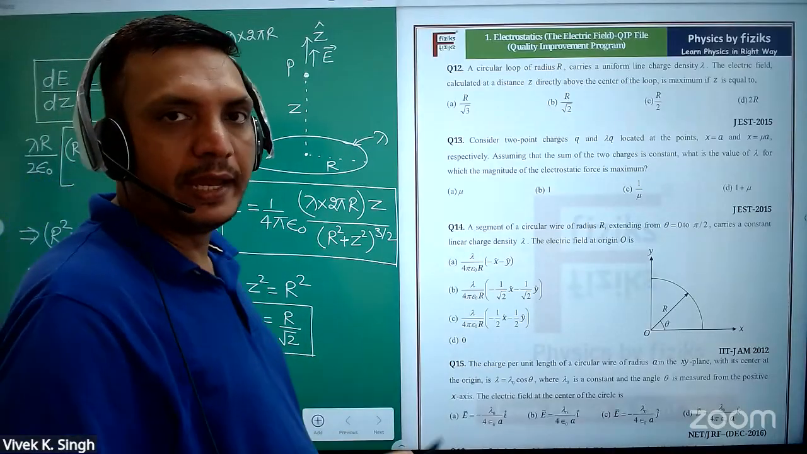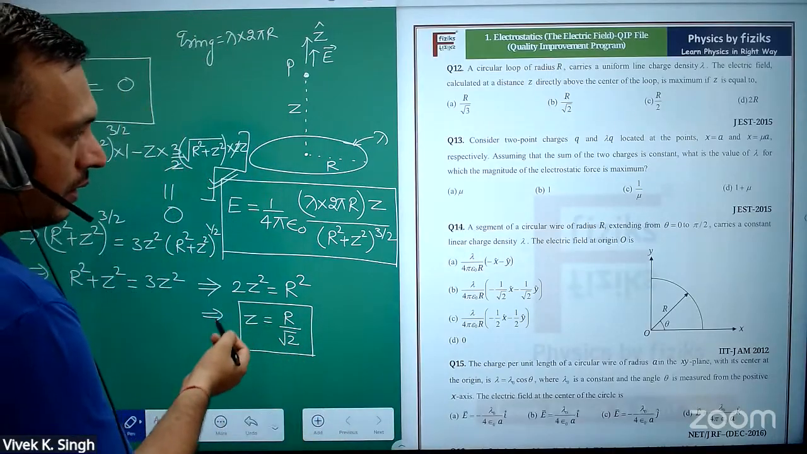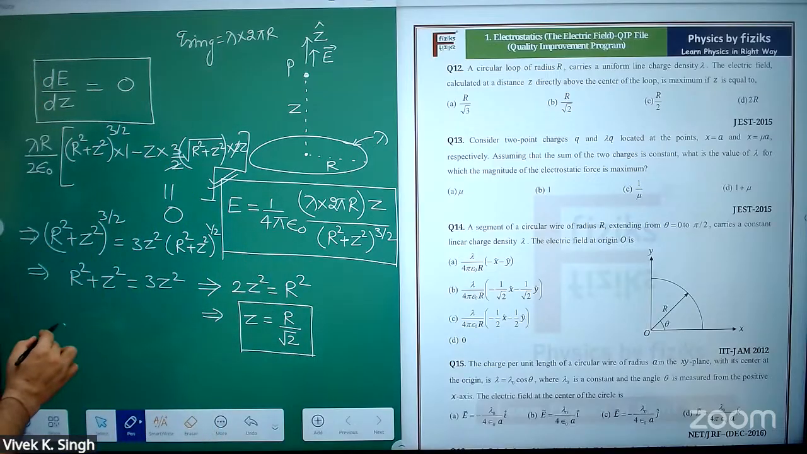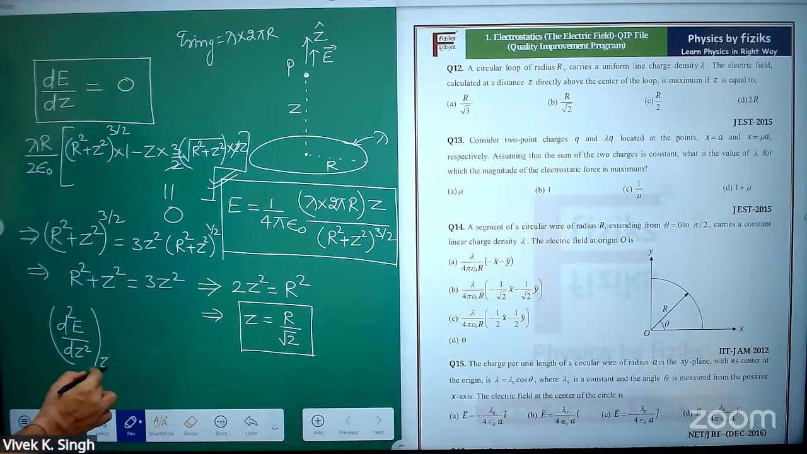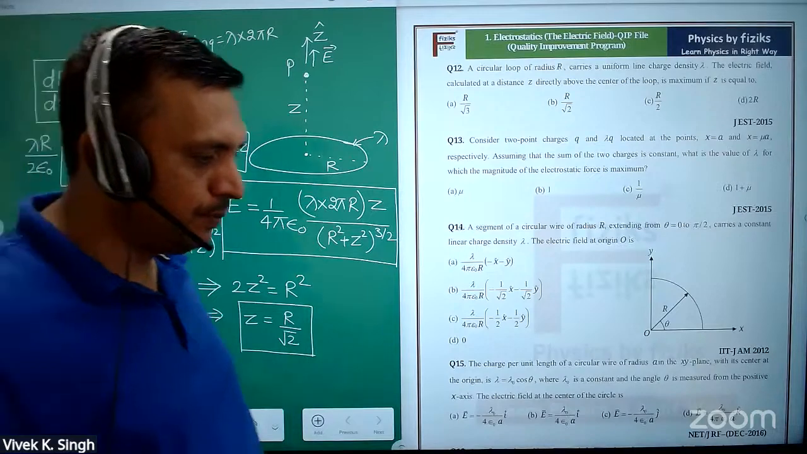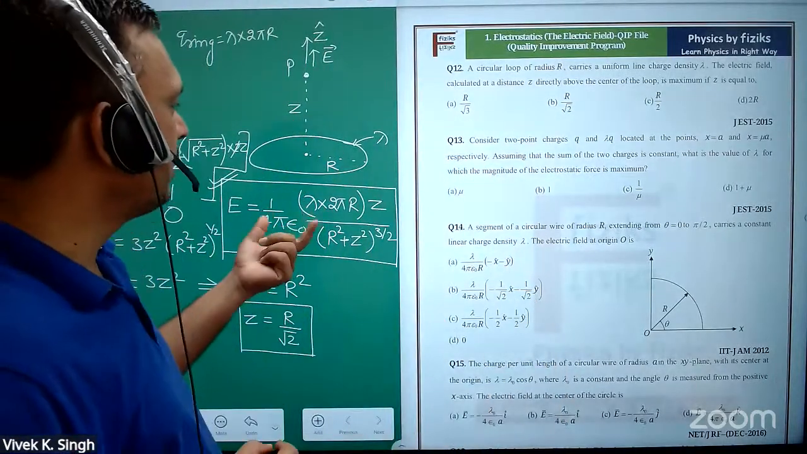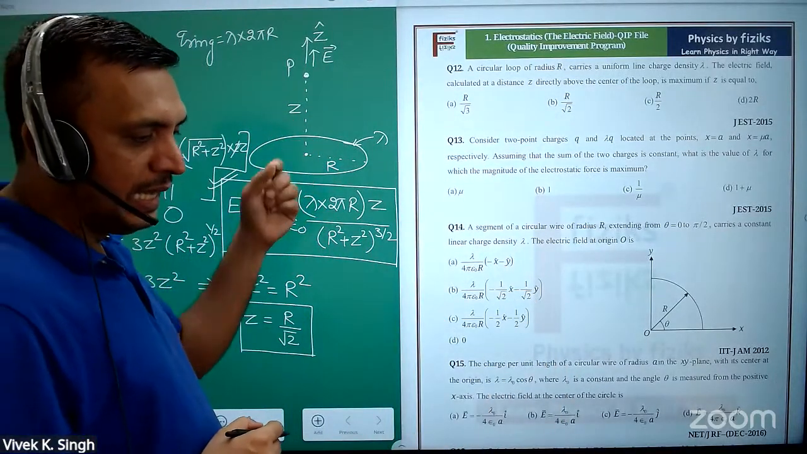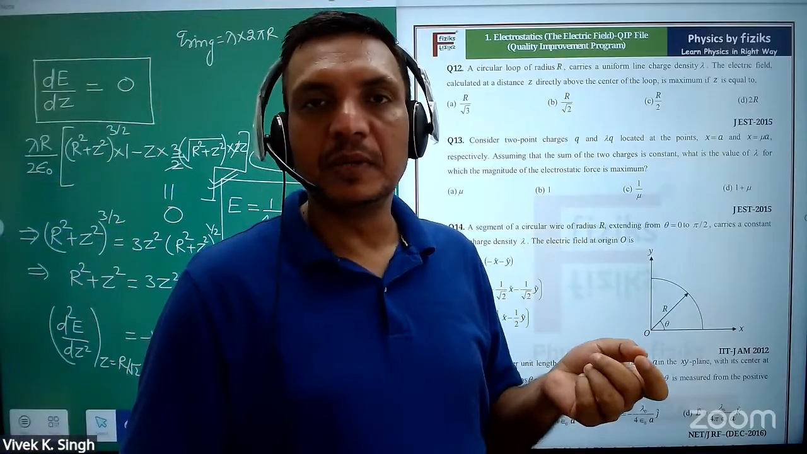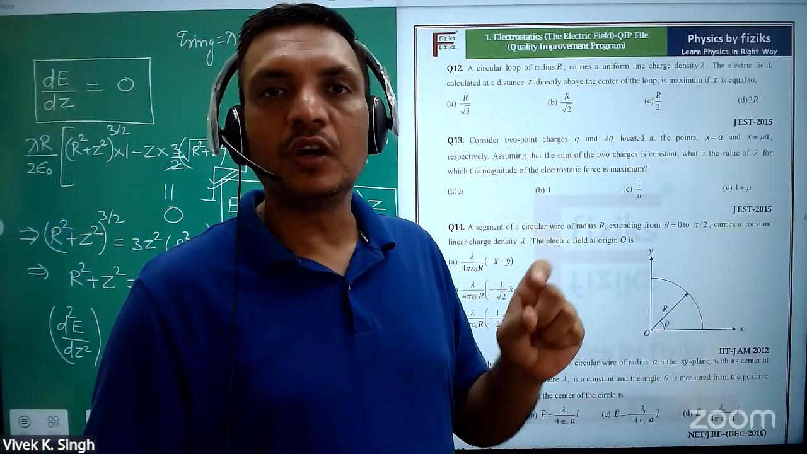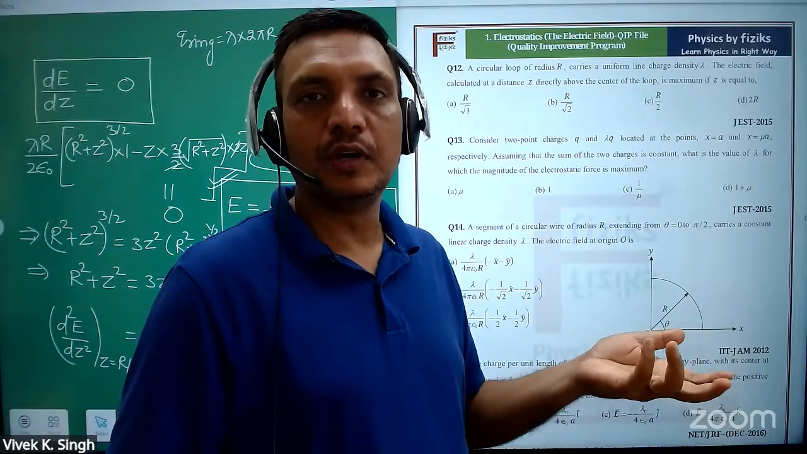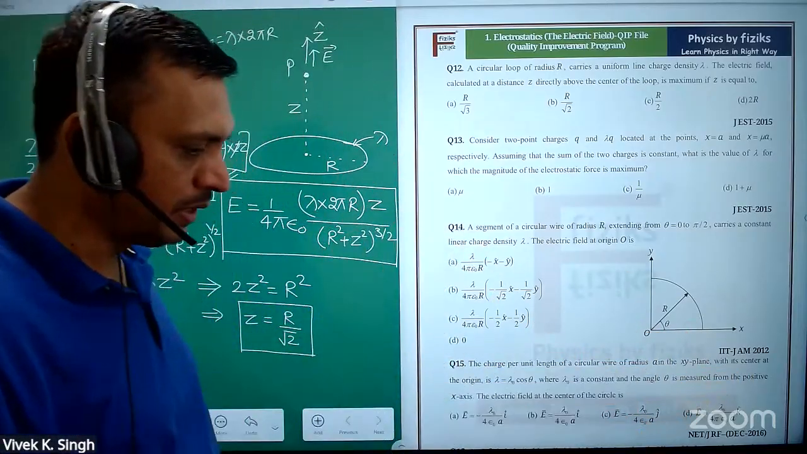At this point, the field will be maximum, and you have to check that at z equal to r by root 2. So here you have learned how to write the electric field due to a ring, and then using the maxima minima condition, you have to find at what distance the electric field will be maximum. So you must remember this case.